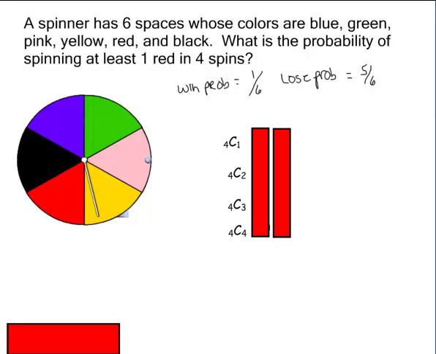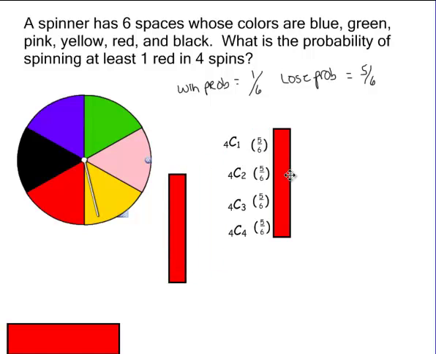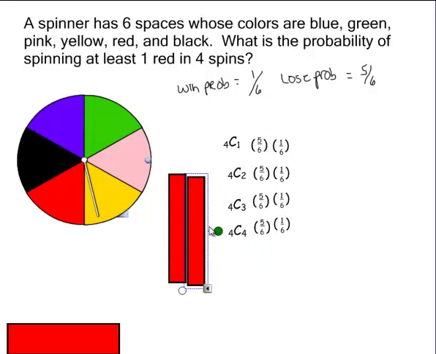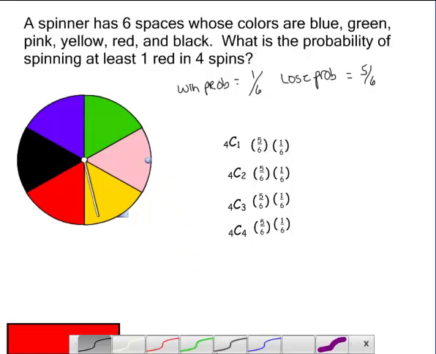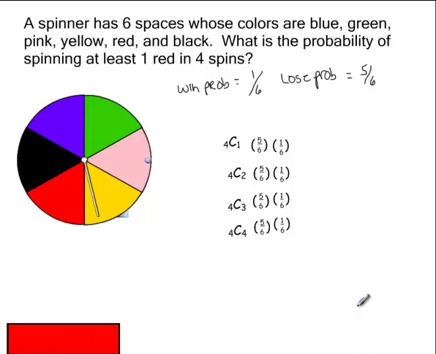Now I set up my probabilities, and to save time, there they are, 5/6, 1/6, and I set my pattern up. And now I'm just going to start entering my exponents. I want to win once and lose 3 times. This one says I want to win twice, so I want to lose twice. This one says I want to win 3 times, so I lose 1 time. This says I want to win all 4, and this time I want to lose none.